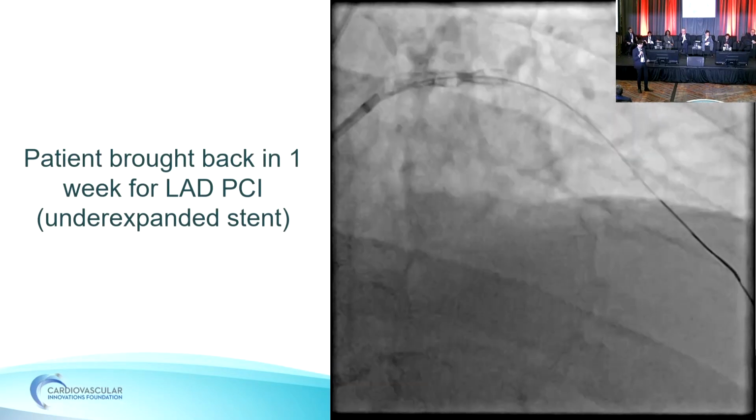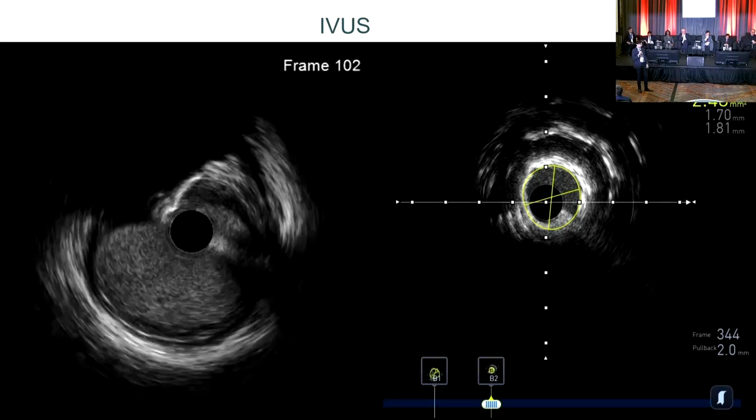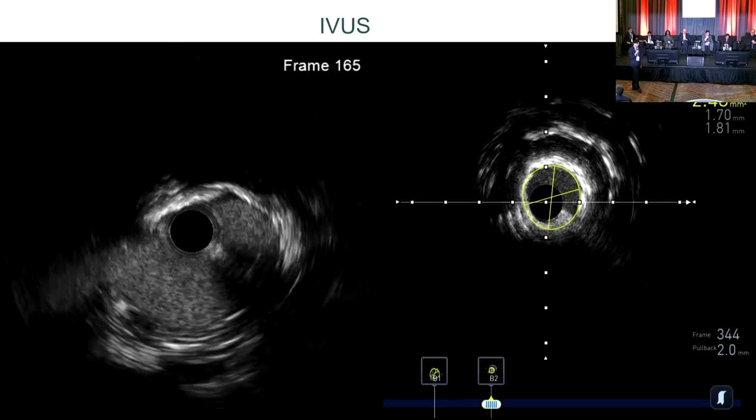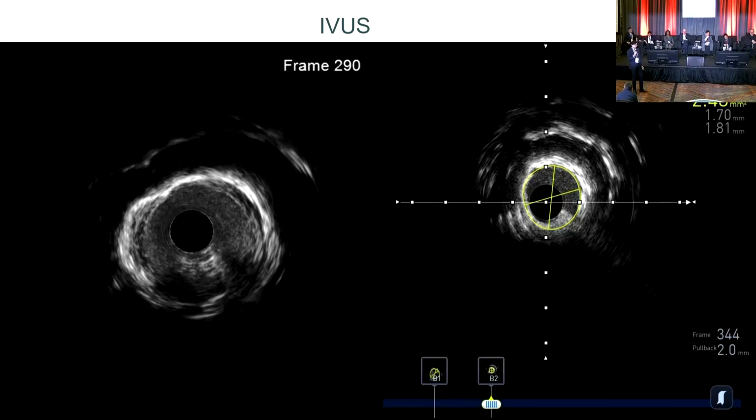And again, the under-expanded LAD segment. You can see the IVUS, the left main stent looked good, but severe under-expansion of the LAD stent that was previously shown.